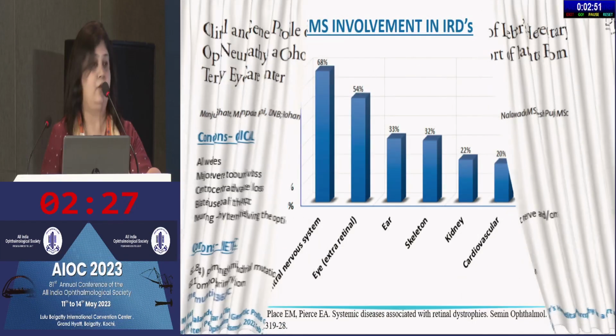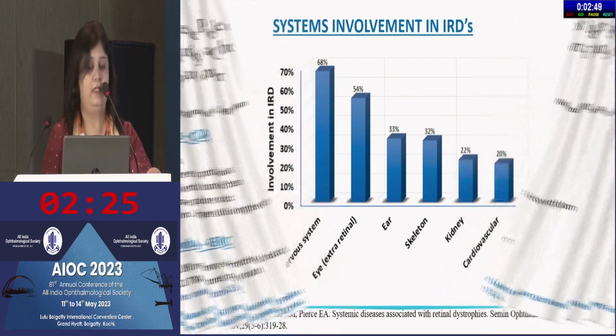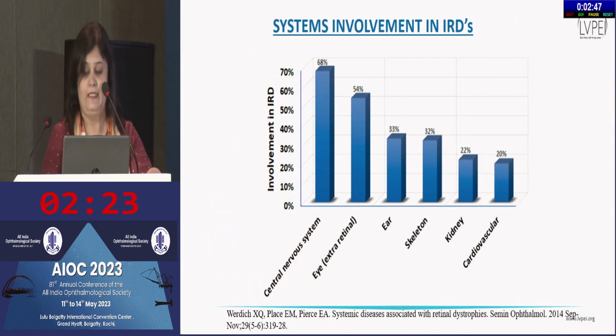Next, we look at some of the IRDs, that is inherited retinal diseases. So basically, when we talk of inherited retinal diseases, there's a lot of other system involvement, and the commonest is the CNS, followed by the ear, the skeleton, the kidney, as shown in this bar diagram.